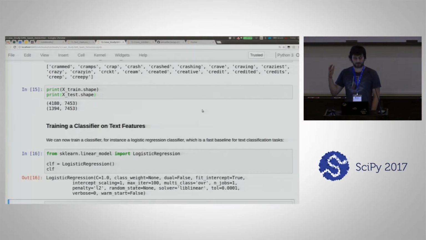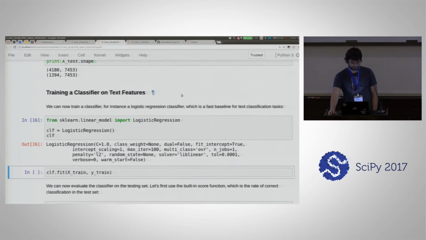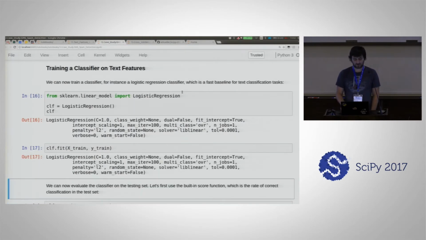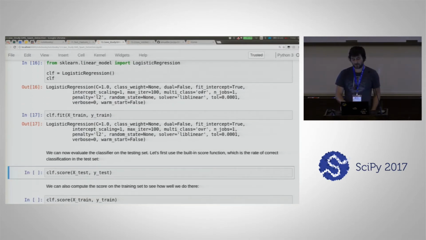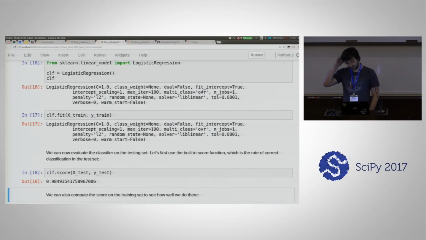It's a binary classification task, so we use logistic regression. So we fit it on a training set. And now I use the score function on the test set. And you can see, okay, so it's 98.5% accurate, so it's very accurate, even though there's the strong class imbalance that was like 7-to-1.